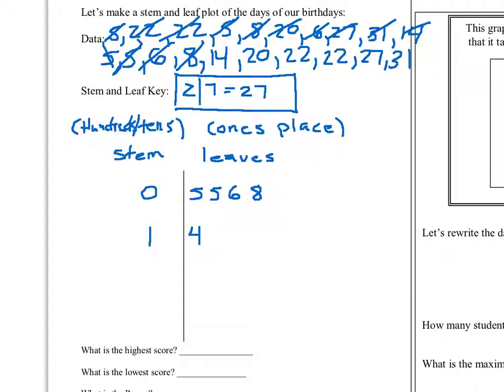Any more stems of 1? No. That was our only thing with a 1 in the tens place. Move on to our 2s. We've got a 2 here as our stem, and the first leaf is 0.